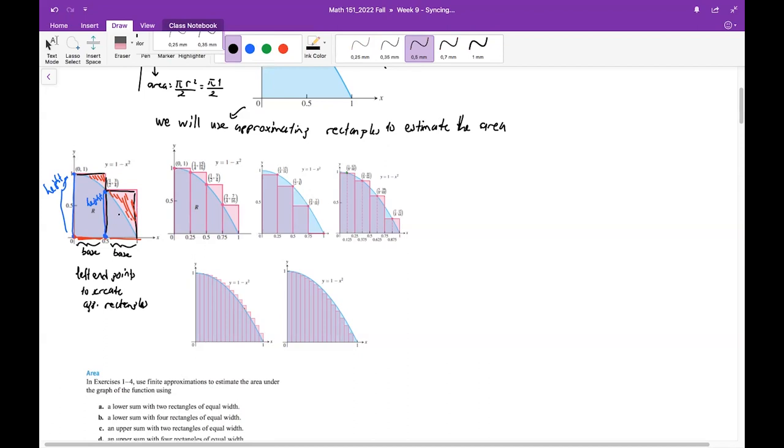And let's look at this second picture. This time we are using more rectangles. We decided to use four approximating rectangles, and that's why we divide the base into four sub intervals of equal length like that. And we again use the left hand points to construct the height.